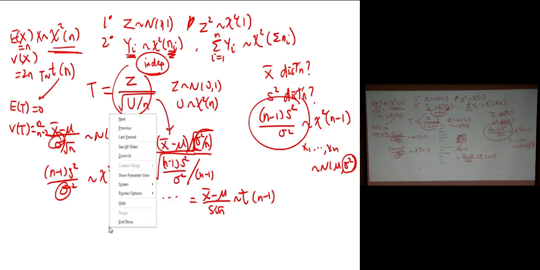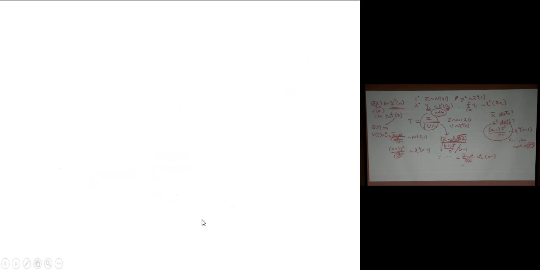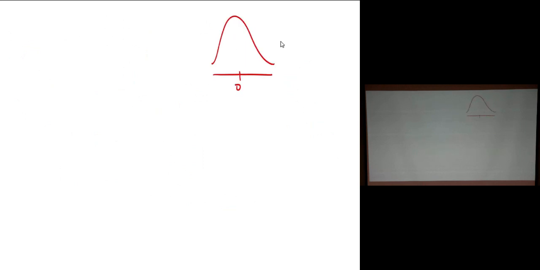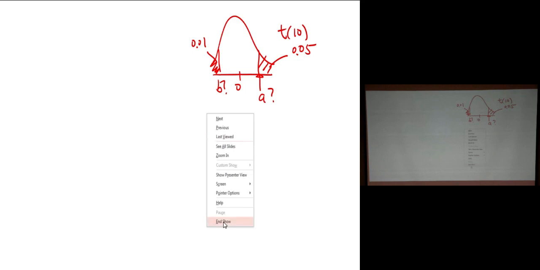For example, if this is a t-distribution with, let's say, 10 degrees of freedom, I want to find the value A here such that the probability of being greater than this value is 5%. Or I may find a value B such that the probability of being less than this value is 1%. So what are these values? How do we find them?